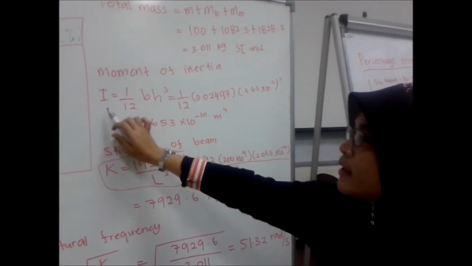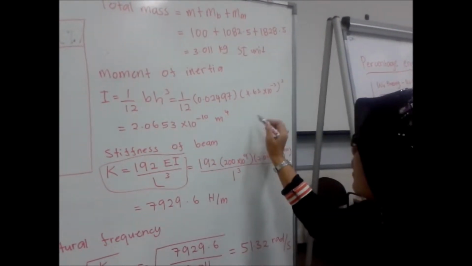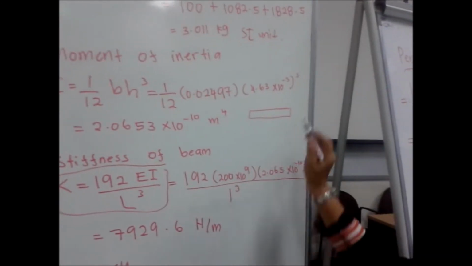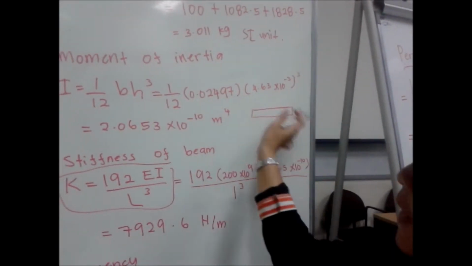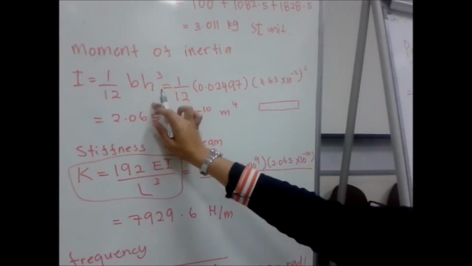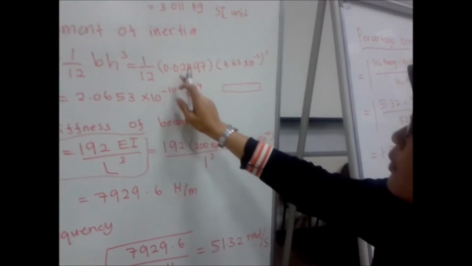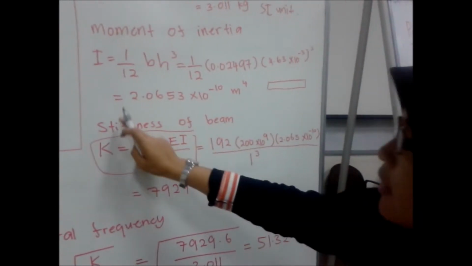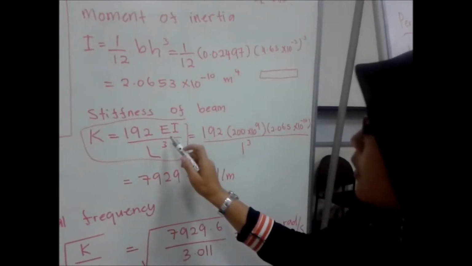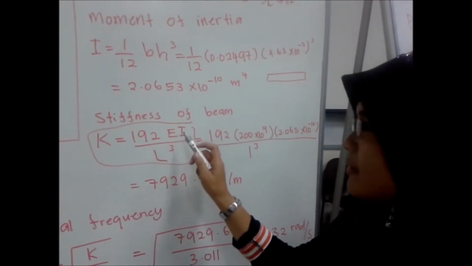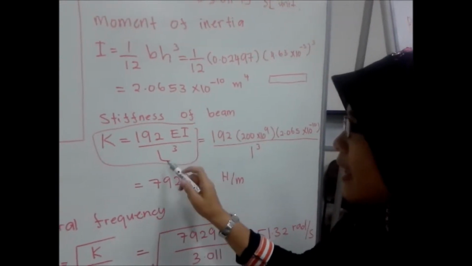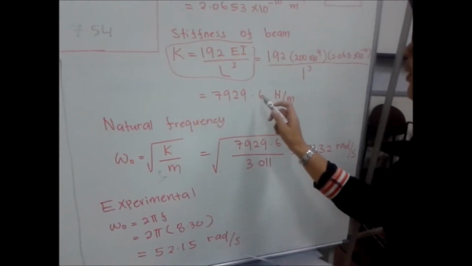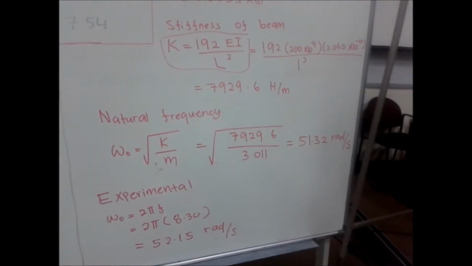I use this formula because the beam is rectangular. How to find the moment of inertia? Use this equation. Then put the value, then I get it. Then calculate the stiffness of the beam. Put the value for Young's modulus of elasticity, moment of inertia, and length of beam. Then I calculate, I get 7929.6 Newton per meter.